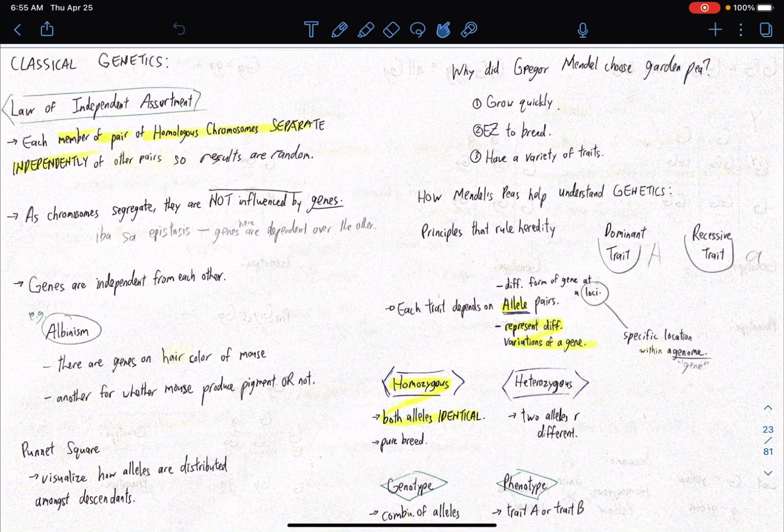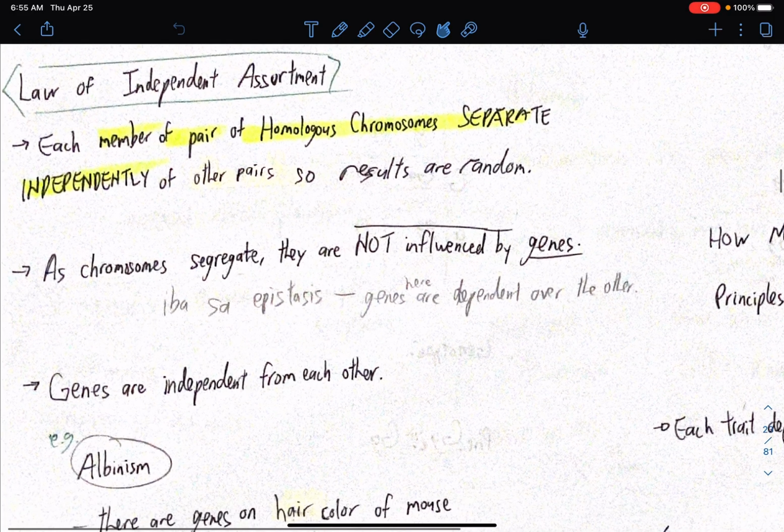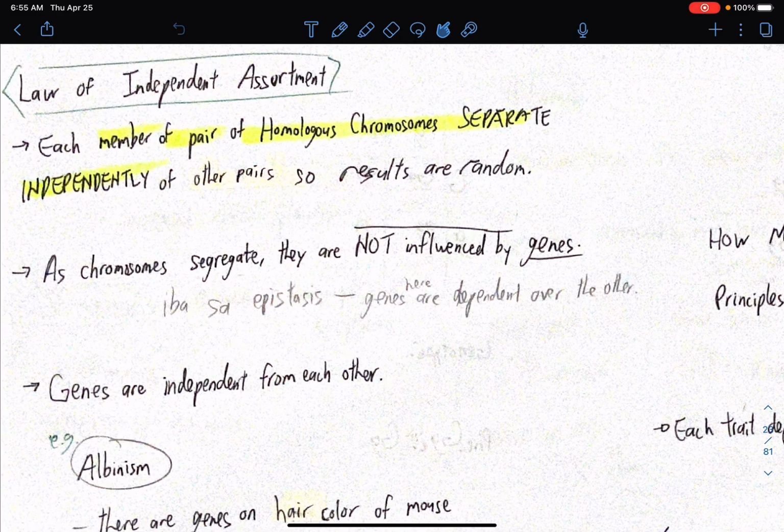Okay, let's talk about classical genetics. First, we have to know something about the law of independent assortment. Basically, this law states that each member of a pair of homologous chromosomes separates independently of other pairs, and the result is that they are random. And as chromosomes segregate, they are not influenced by genes. This is important to know.